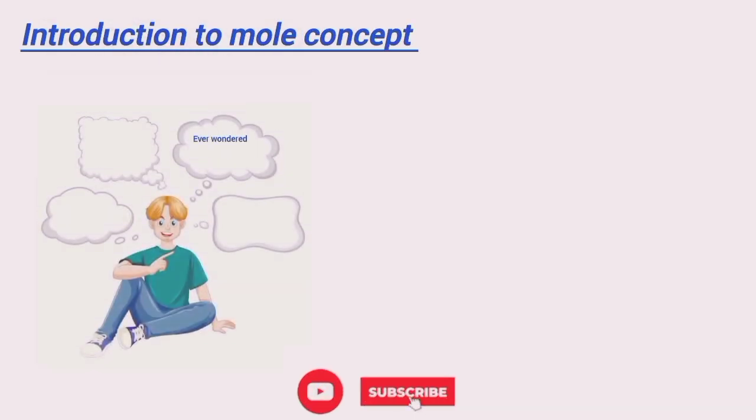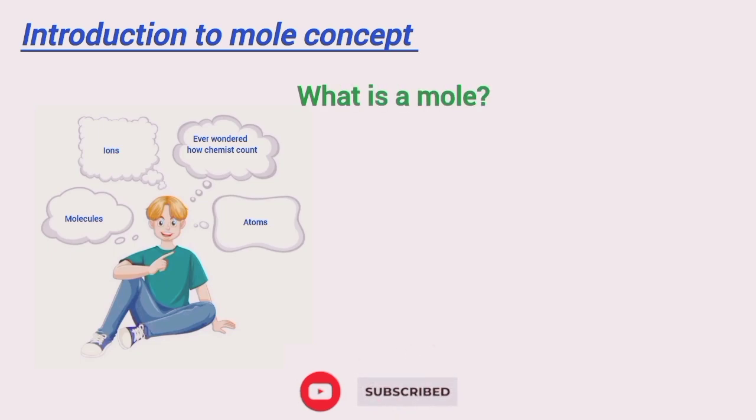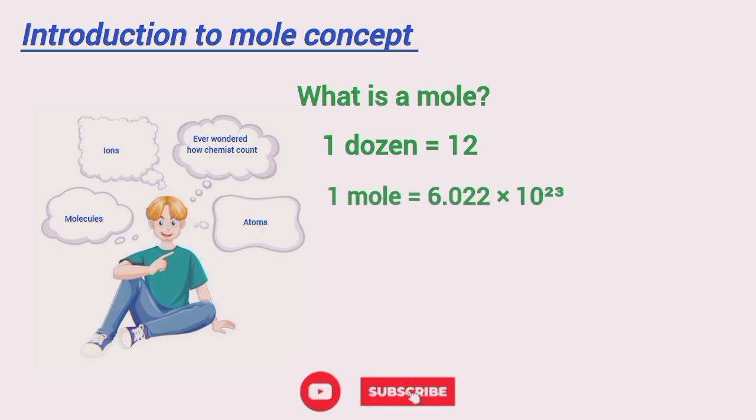Ever wondered how chemists count atoms, molecules, ions without pulling out a microscope? They use something called a mole. What is a mole? A mole is just a number. Like a dozen equals 12, a mole equals 6.022 times 10 raised to 23. That's Avogadro's number, and it's huge because atoms are tiny.